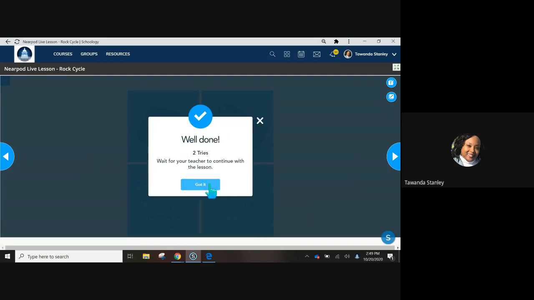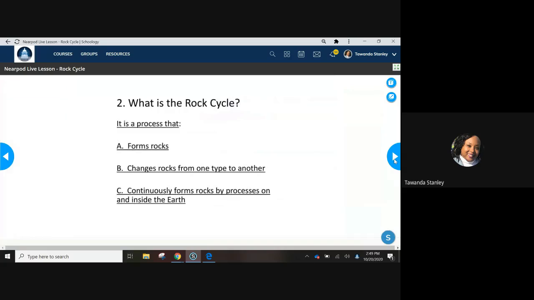Okay, we're going to move on. Next, we're going to talk about the rock cycle, and it is a process. The rock cycle consists of, one, rocks being formed. Two, rocks can change from one type of rock to another type of rock. And thirdly, it continuously forms rocks by the processes on and inside the earth, which means the same thing is going to keep occurring all the time.